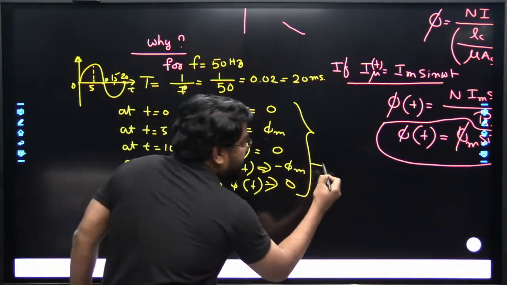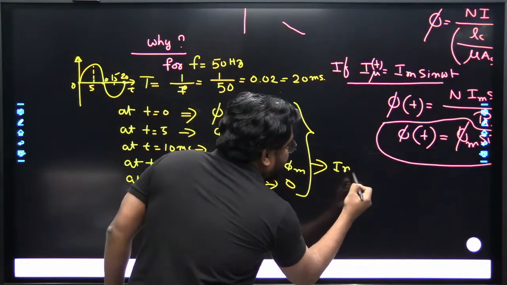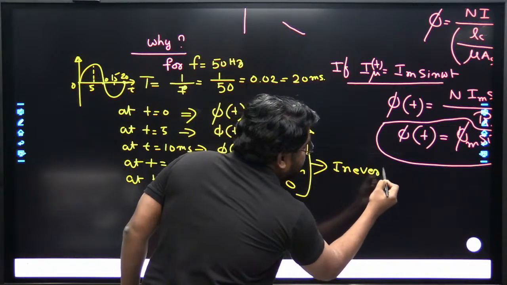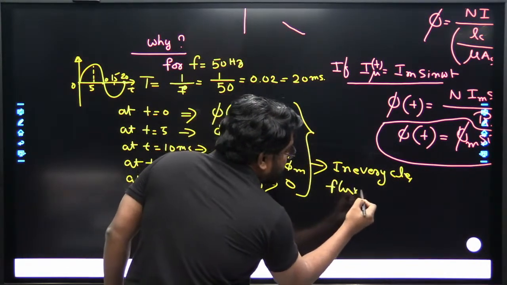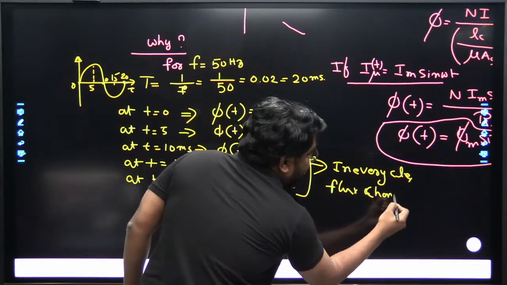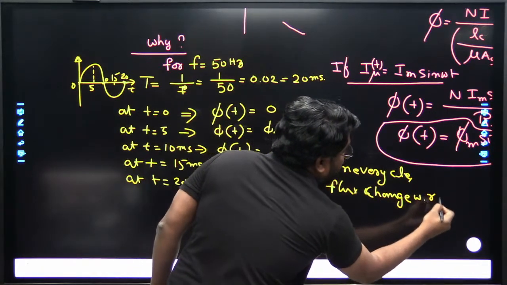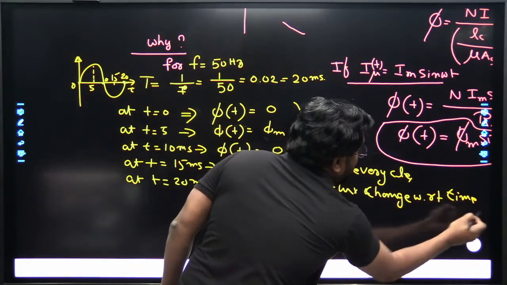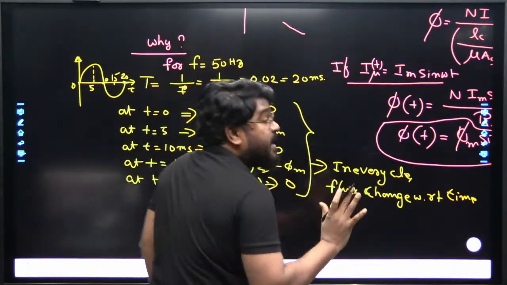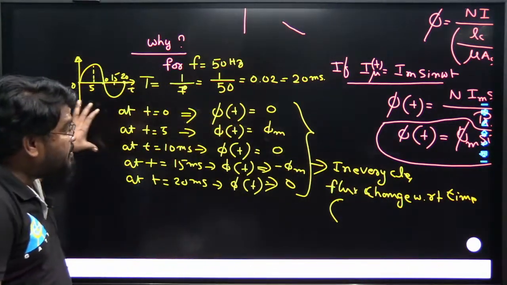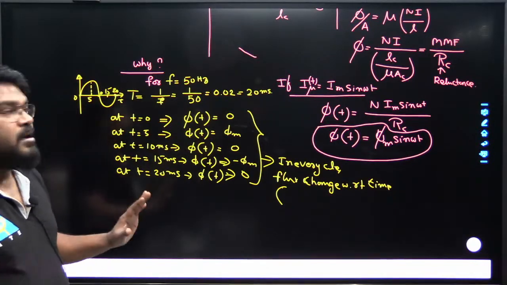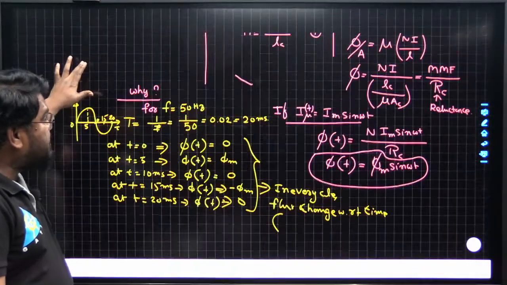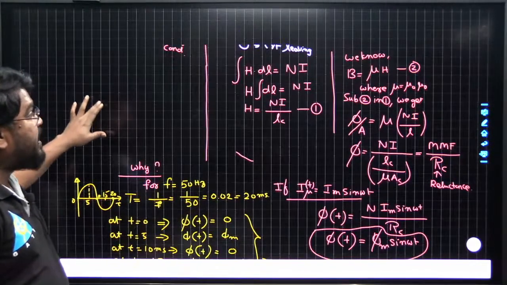So in every cycle of the supply, the flux changes with respect to time. This is known as the relative time variation between the magnetic field and the set of conductors. So what is the conclusion here? We have already discussed it very clearly.